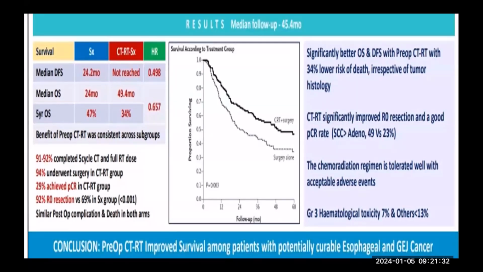We see that the median OS increased from 24 months to 49 months, more than double. The 5-year OS increased from 34% to 47%. It significantly improved the R0 resection rates. However, there are more grade 3, grade 4 adverse effects, but it is well tolerated. The trial concluded that preoperative CTRT improved survival in patients with curable esophageal and GEJ cancer, both squamous and adenocarcinoma.